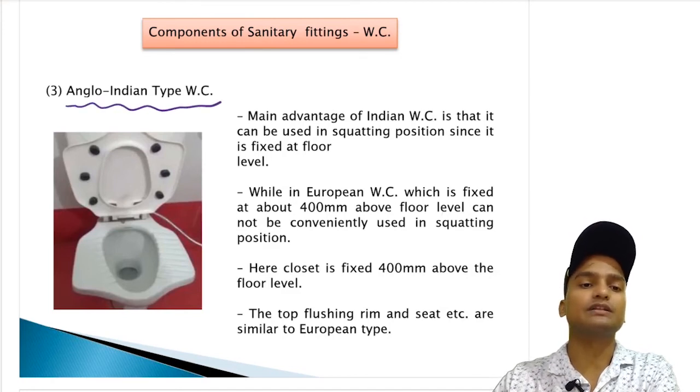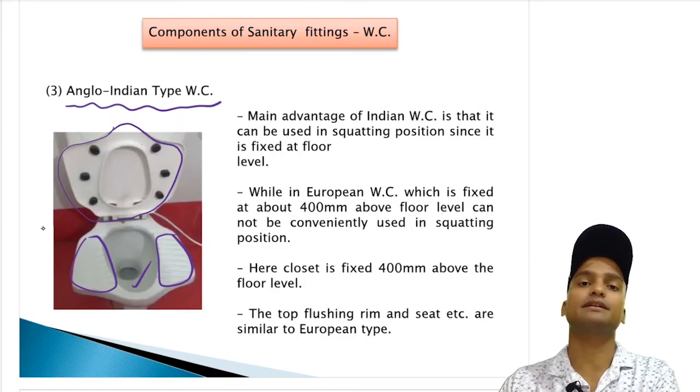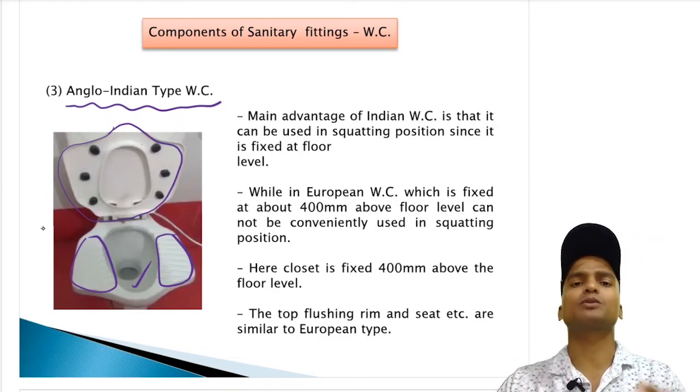Alright, so the footrests are also made, and this is the pan, and this is the plastic cover, which is additionally provided for those who are comfortable in a sitting position. Here the closet is fixed 400 mm above the floor level, so there is no problem of depressing the floor slab. In this case, most of the design is similar to the European water closet.